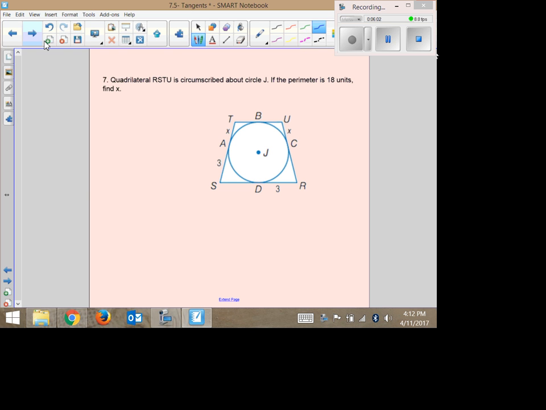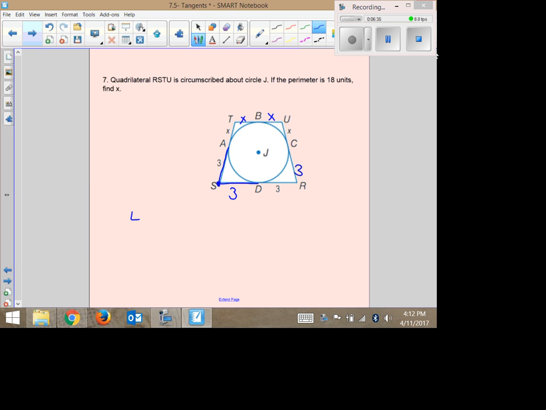All right, so one last problem here. So quadrilateral RSTU is circumscribed about circle J. If the perimeter is 18 units, we want to find x. So we have a few points on here. If we know that AS is 3, what else do we know is 3? Note that DS also goes to S, so that part is also 3. Going around, we can say that CR is 3, BU is x, and TB is also x.